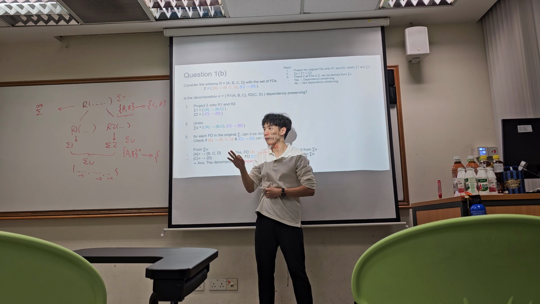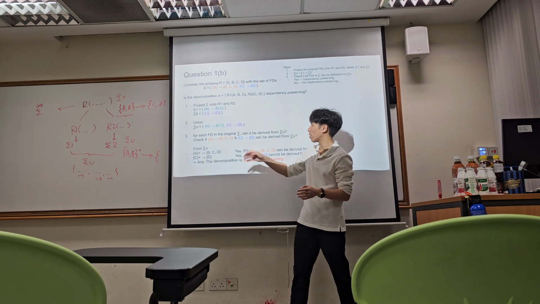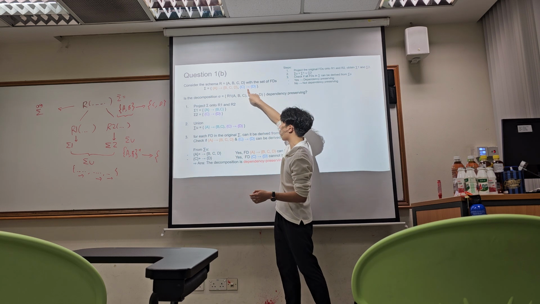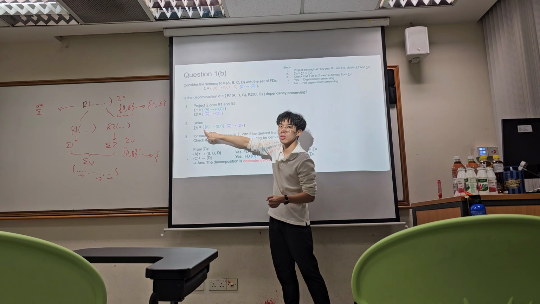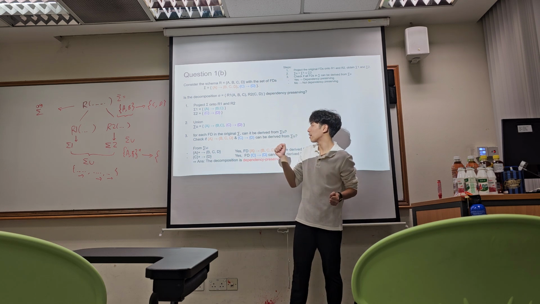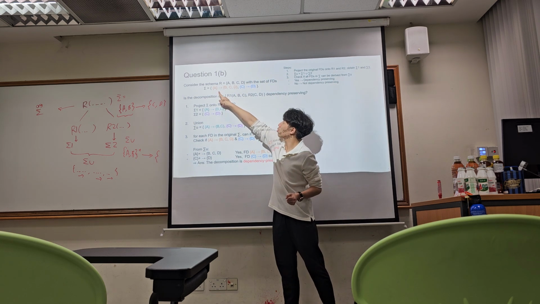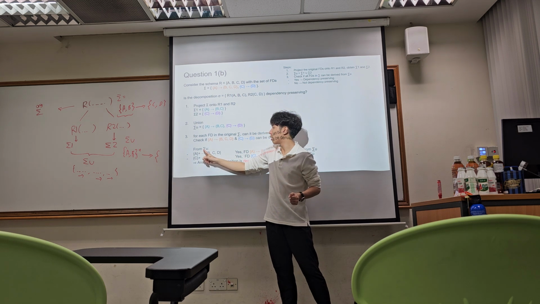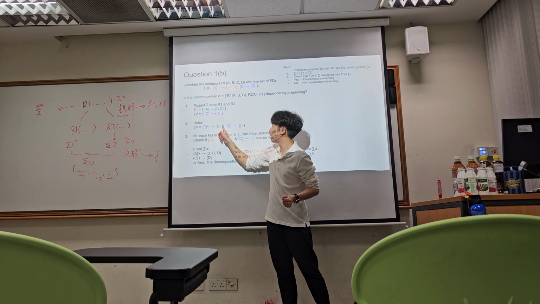And for the third step, we will check if each functional dependency in the original set can be derived from this union U or not. From this union functional dependency set or not? Okay, so now we have this. So we'll check the closure. A closure is A to B to C and C to D.